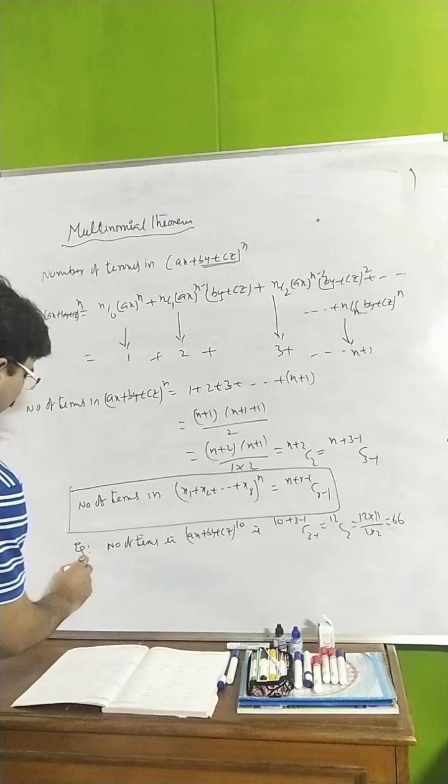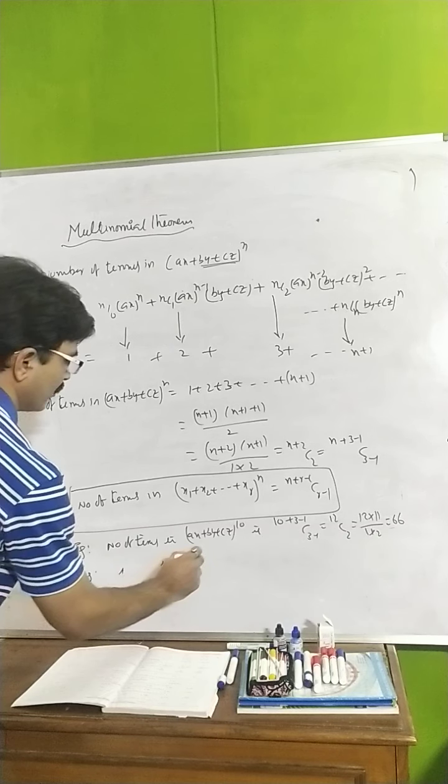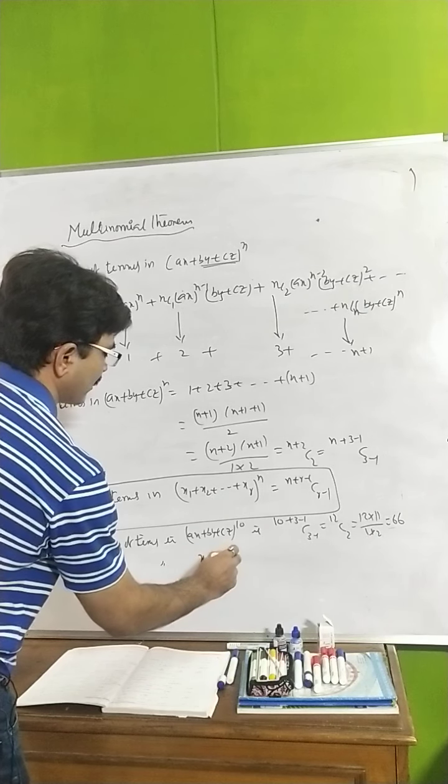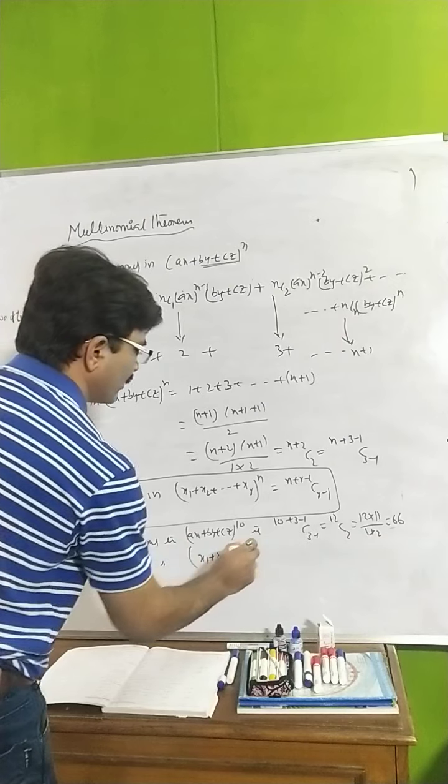I'll take one more example. Second example: the number of terms here, x1 plus x2 plus x3 plus x4, I'll take, whole to the power of 6.